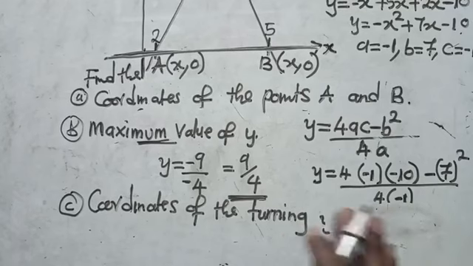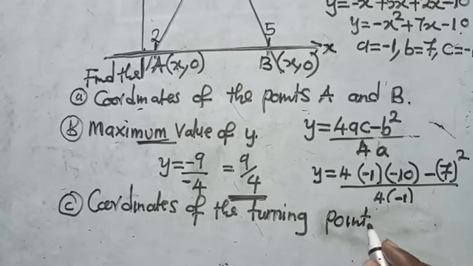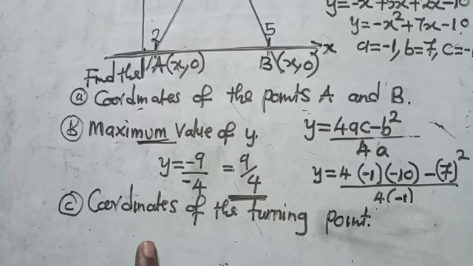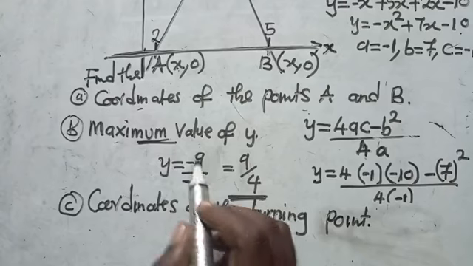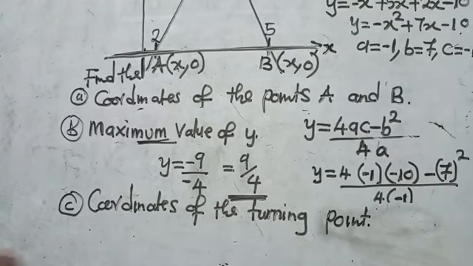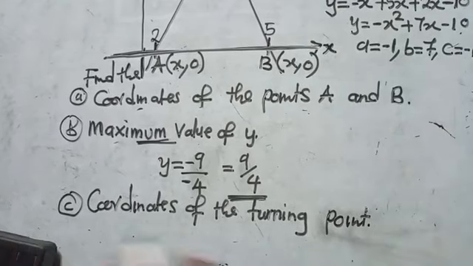So this one, we've found the answer. Coordinates of the turning point. You are going to have such a question in an exam. Aside from finding the maximum or minimum value, they will tell you to find the coordinates of the turning point. How then do you find the coordinates of the turning point? We already have the value for y. For x, we go to the formulas. So you just need to understand the formulas.